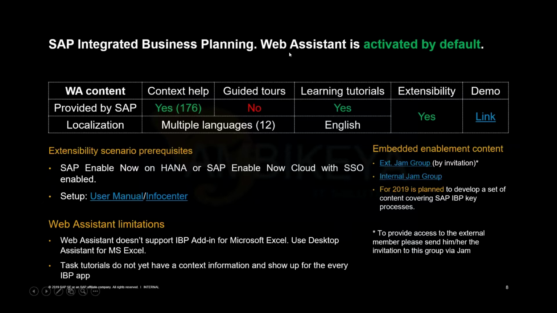Quick question, Caroline here. Hi. Yes. Hello. You said, though, it can be on-premise and cloud, and it's activated in both cases. Is that correct? So it's activated in cloud by default. On-premise, it just needs to be enabled. So there are a couple of parameters that need to be turned on in order to see the Web Assistant in IBP.